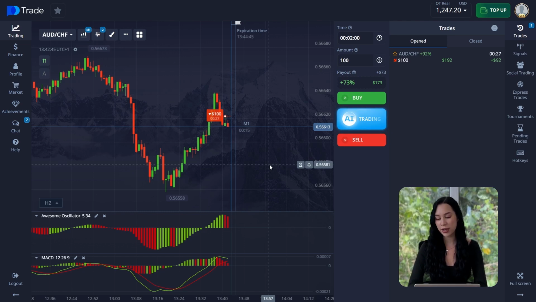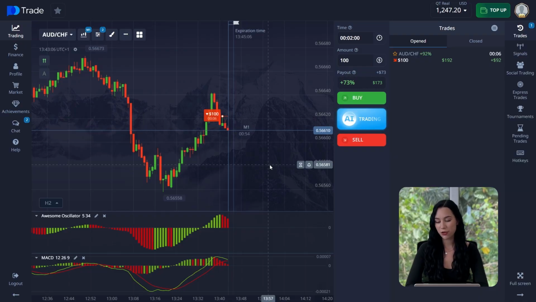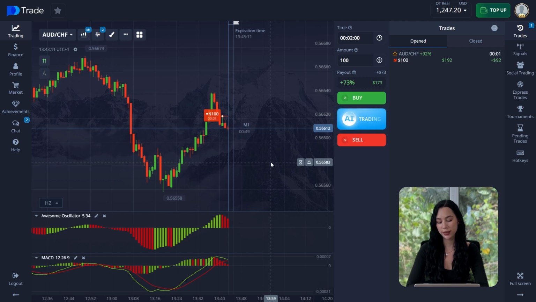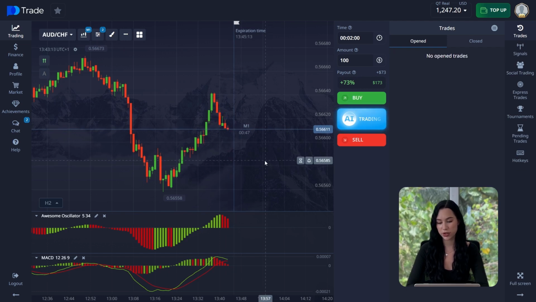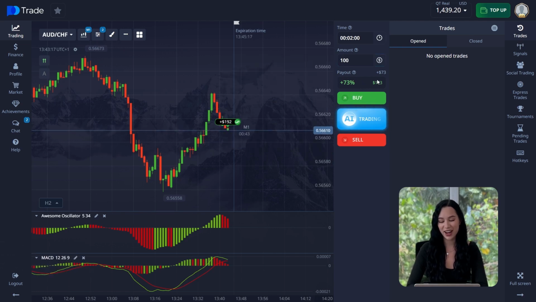So guys, it's 26 seconds right now till the end of our trade. As you can see, it's going pretty well. So guys, it's 5, 4, 3, 2, 1, and we close this trade in a plus. Congratulations to all of you. I hope you're also trading with me right now.